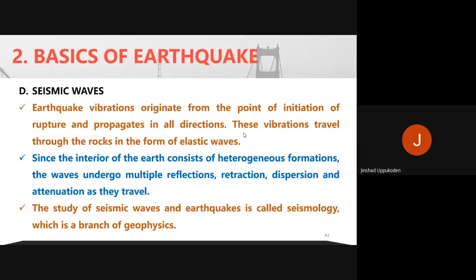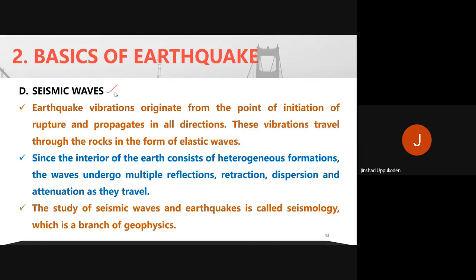Next we talk about seismic waves. What are the waves that are developed? Seismic waves are actually elastic waves. Like when I drop a pebble on the surface of water, ripples or waves get developed. Similarly, like sound waves, the seismic waves are elastic waves that get generated at the point of the earthquake and then travel in all directions.